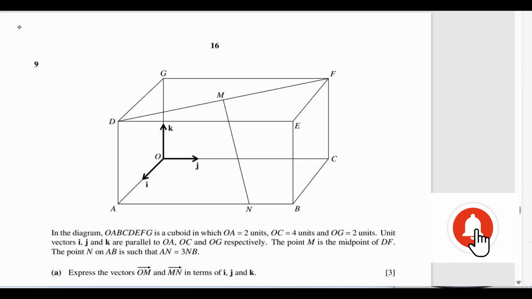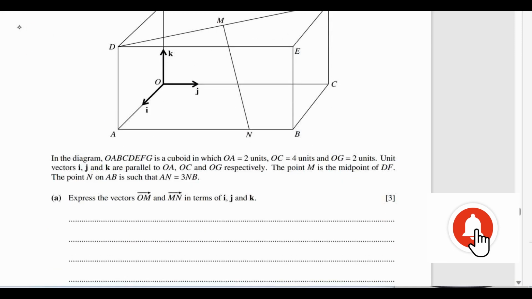Now, today we are going to discuss question number 9. In the diagram, we have a cuboid where OA is 2 units, OC is 4 units, and OG is 2 units. The unit vectors I, J, and K are parallel to OA and OC and OG respectively. The point M is the midpoint of DF. The point N on AB is such that AN is equal to 3 times NB. Express the vectors OM and MN.